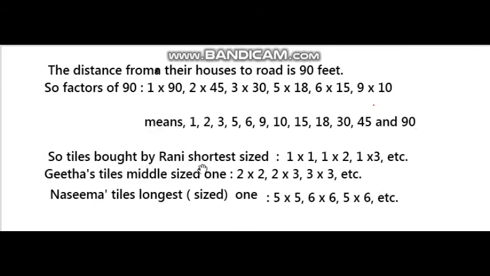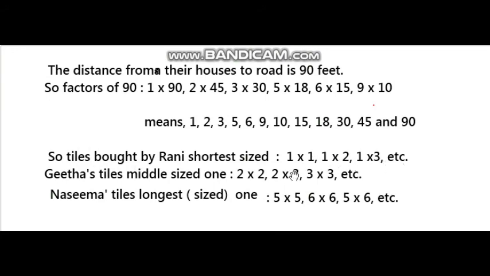So for the tiles bought by Rani, the shortest size, we can take the factor 1 or 2 or 3. So 1 by 1, 1 by 2 or 1 by 3, or 2 by 2 or 3 by 3 also we can take. So the tiles bought by Rani, the shortest size, are 1 by 1, 1 by 2, 1 by 3, 3 by 3, 2 by 2, etc.